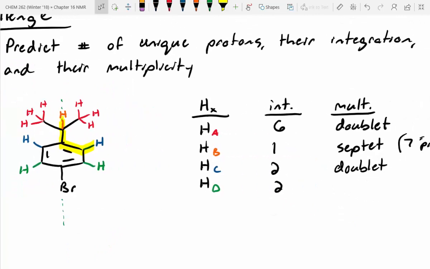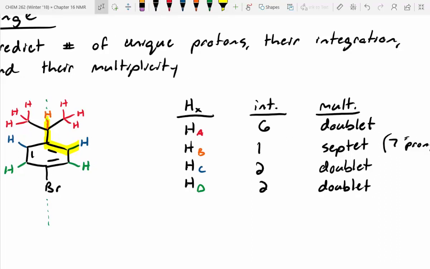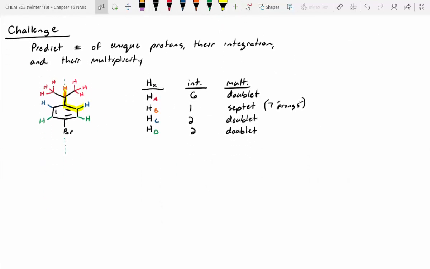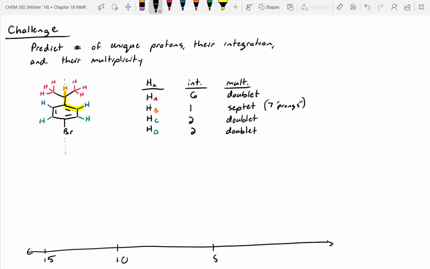All right, how about the green one? What should the splitting be? A doublet, right? All right, so let's try to predict what the spectrum will look like. I'll just draw an example one. And like I said, typically it'll go potentially up to 15, although peaks rarely show up at 15.